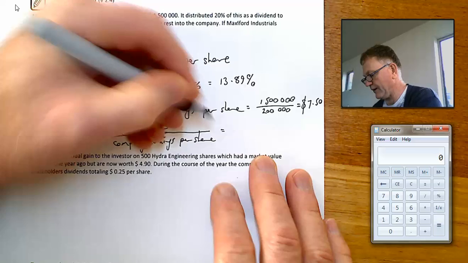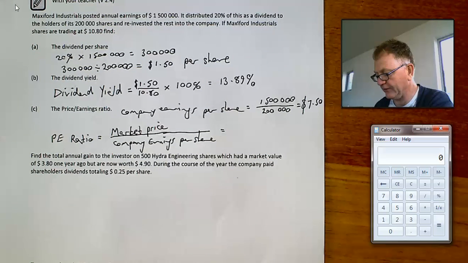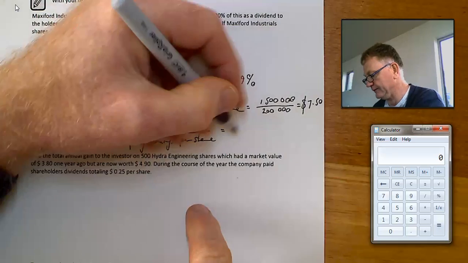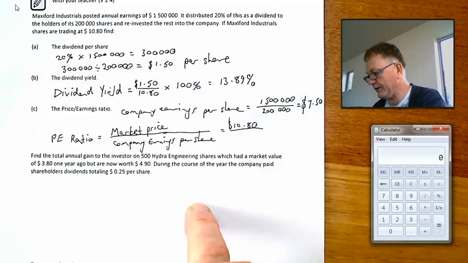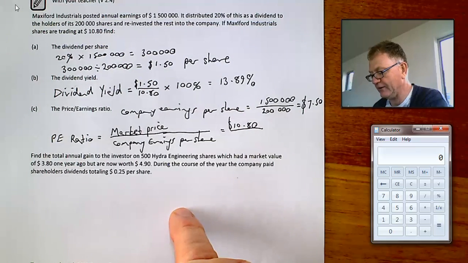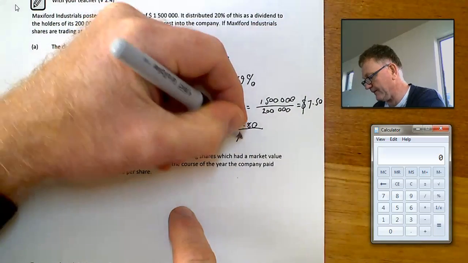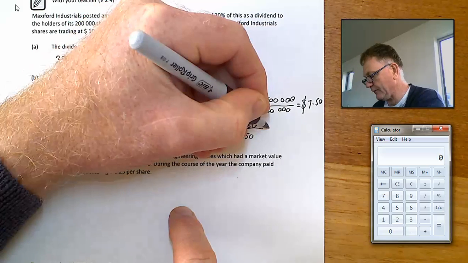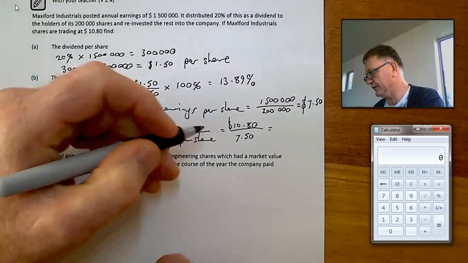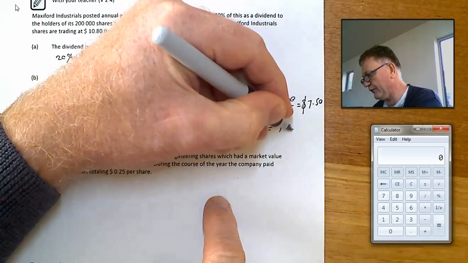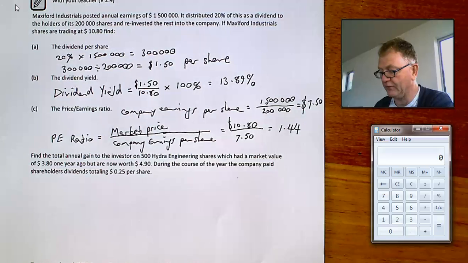So now we come down to work out the price earnings ratio. It's equal to the market price of the share, that was $10.80. $10.80 is what they're worth. The company earned $7.50 per share. And this one we normally leave as a whole number ratio. We don't convert it to a percent. So 10.80 divided by 7.50, you can do it on your calculator to check, 1.44 is the price earnings ratio.